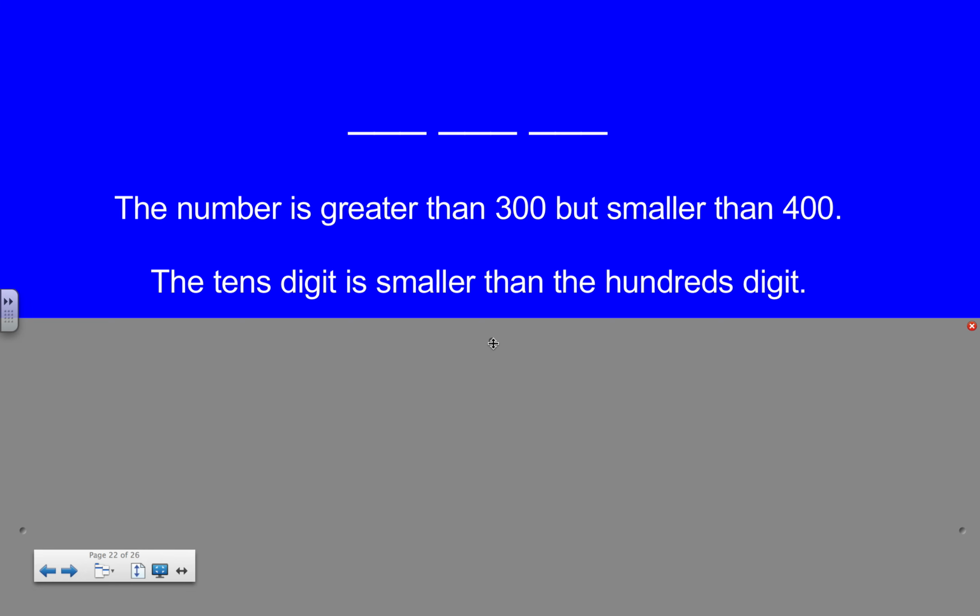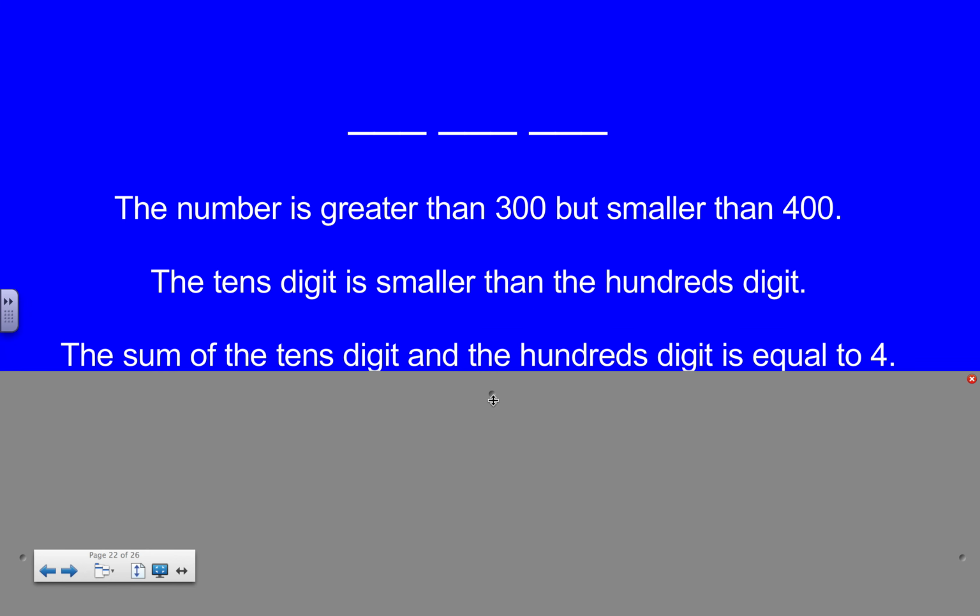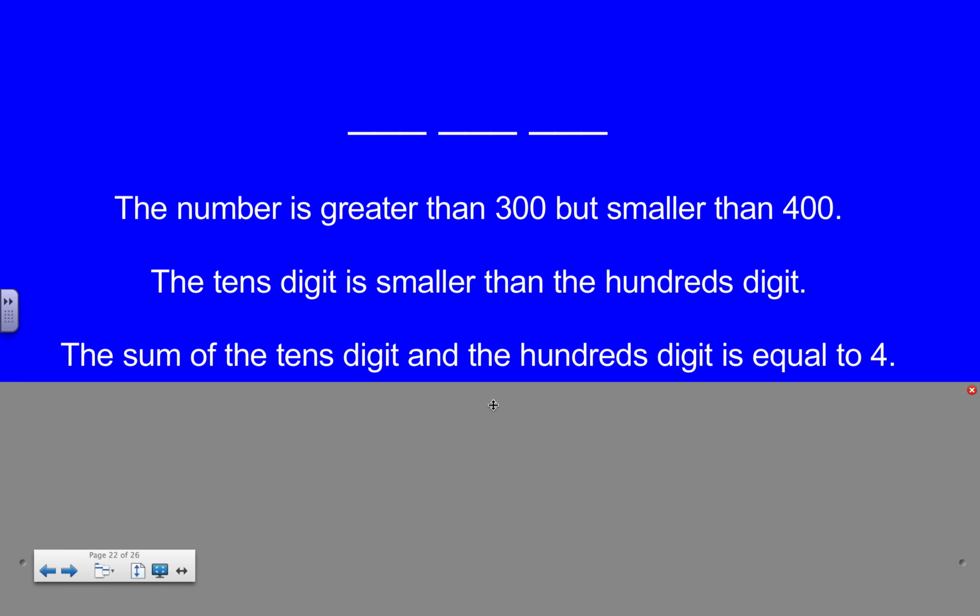So they guess again. If they have 312, I tell them to put it down, don't show anybody, but generally they're still not getting it. Then I say the sum of the tens and the hundreds is equal to 4. So that narrows it down even more. If the hundreds is 3 and the sum of the hundreds and the tens is 4, that means the tens has to be 1. So now we're talking it's 3, 1 something. Could be 3, 1, 0, like 310, 311, all the way up to 319.